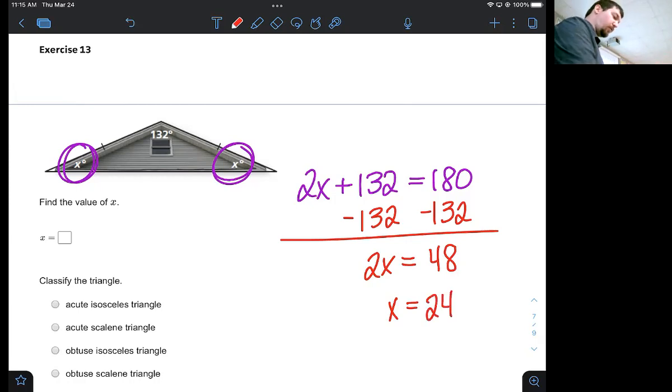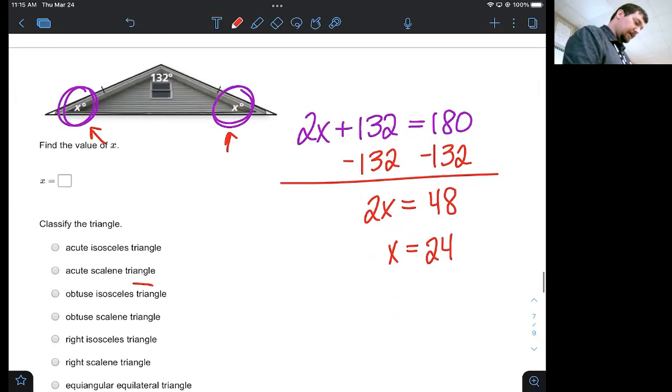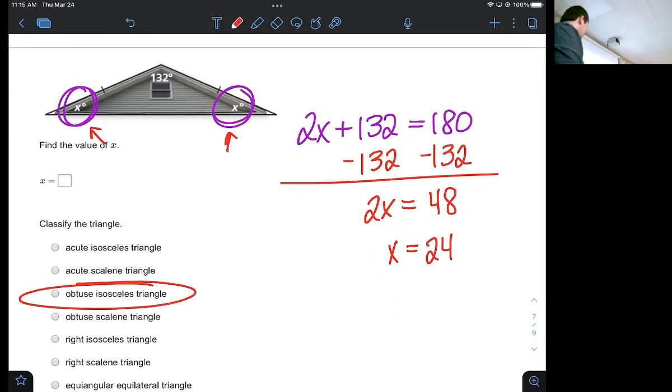So I got two 24-degree angles right there and right there. So I know there's two equal angles and two equal sides. Is it scalene, isosceles, or equilateral? Isosceles. Are there any angles that are 90 or above? Yeah, which one? So is it a right or obtuse triangle? It's obtuse. I'm looking for obtuse, isosceles, and that is one of the options.